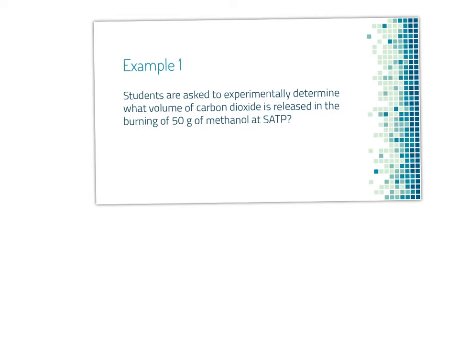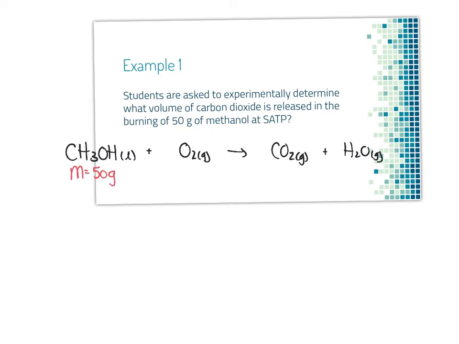The formula for methanol is CH3OH, and it's a liquid. If I'm burning something, a general combustion equation is that it needs to burn with or react with oxygen to make CO2, which is a gas, and water vapor, so a gas. We were given the mass of methanol, and we are asked what volume of carbon dioxide is produced.